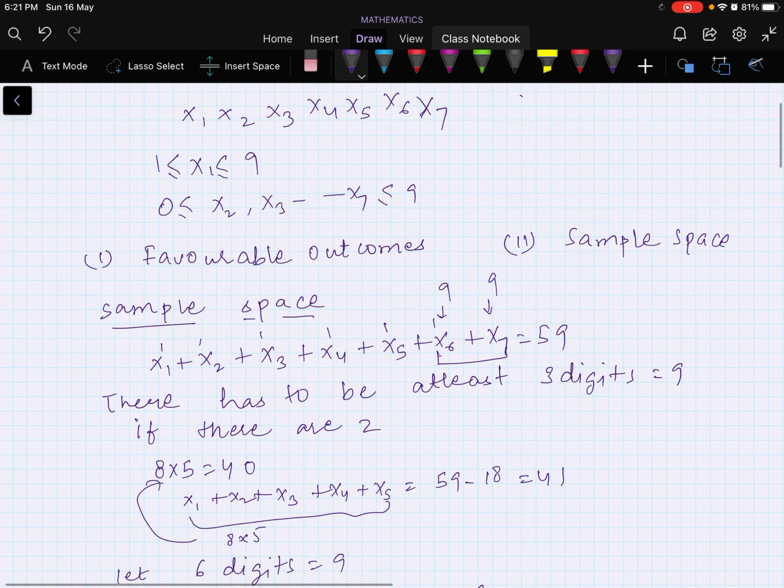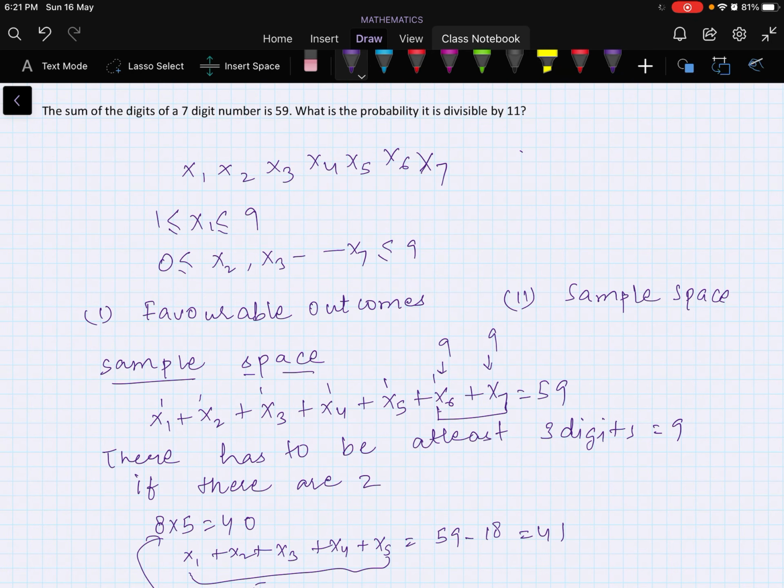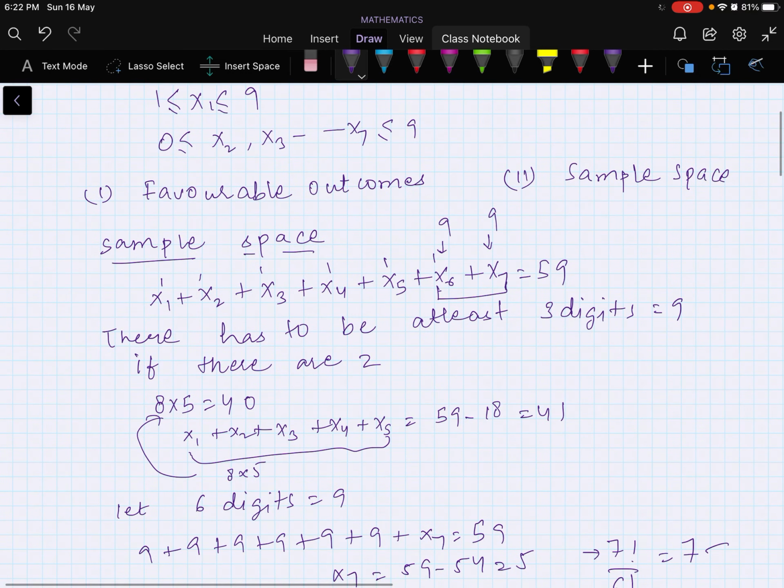So what we have to find: let us suppose there is a 7-digit number with digits x1, x2, x3, x4, x5, x6, x7. What is the basic rule? x1 can assume values from 1 to 9, and x2 through x7 can assume values from 0 to 9. Two things we need to find out are the favorable outcomes and the sample space. Let us go first to the sample space.